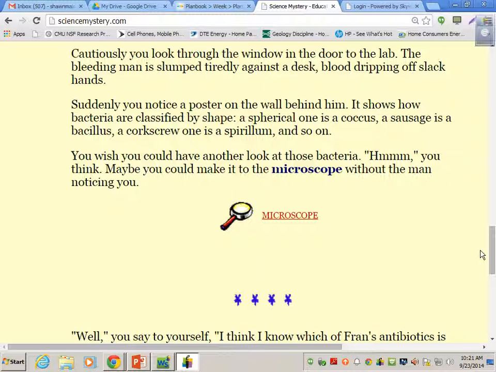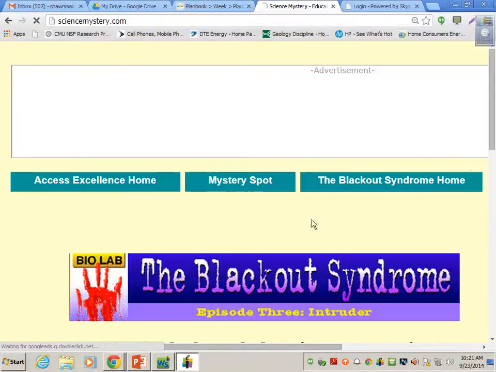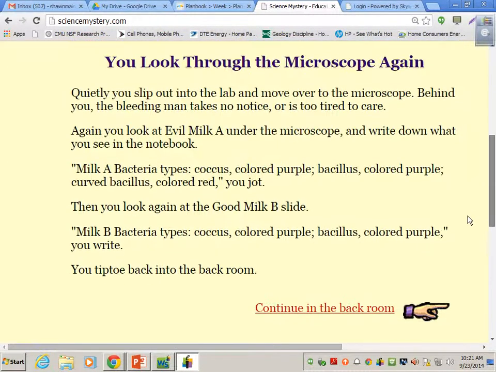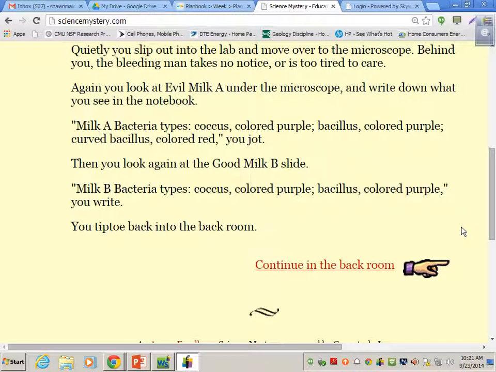You wish you could have another look at the bacteria. You think maybe you could make it to the microscope without the man noticing you. Let's go for it. Quietly, you slip out into the lab and move over to the microscope. Behind you, the bleeding man takes no notice or is too tired to care. Again, you look at evil milk A under the microscope and write down what you see in the notebook. Milk A bacteria types. Coccus, colored purple. Bacillus, colored purple. Curved bacillus, colored red. You jot down. Jinkies.